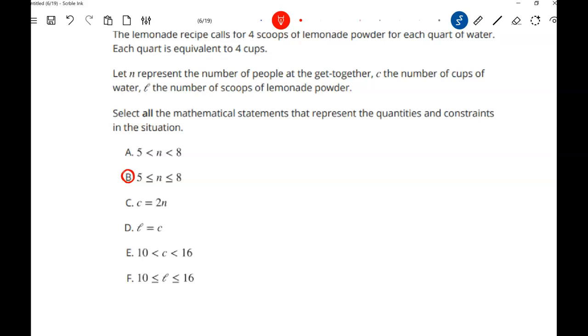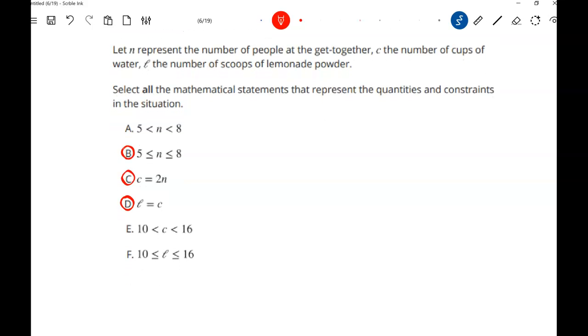C says C equals 2N. So what that means is the number of cups that she would have to make is twice the number of people, which is also correct. L equals C. Okay, L is the number of lemonade powder scoops, and C equals the number of cups of water. And in order to make lemonade, it's 4 scoops for 4 cups, so D is also correct. And since we chose B for the number of people, for the number of cups of lemonade, we would choose F.